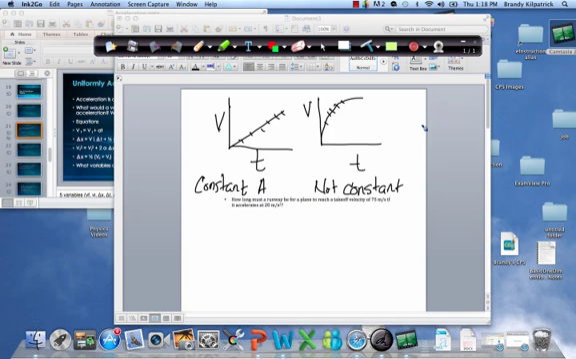Now you also have another type of VT graph like this, and if you see this, this would be no acceleration. So no acceleration here because the velocity is staying the same. You also can see that your slope is going to be 0 here. Since your slope is 0, your acceleration is also going to be 0 here.